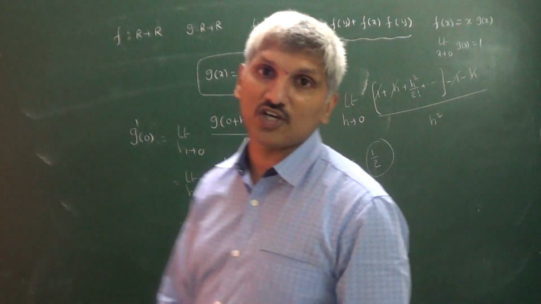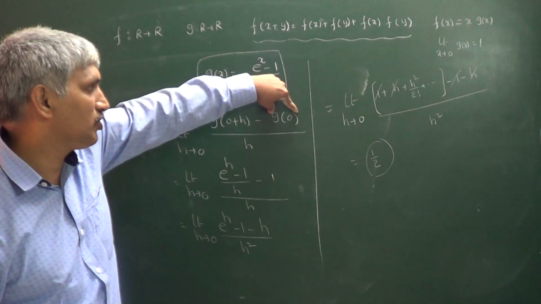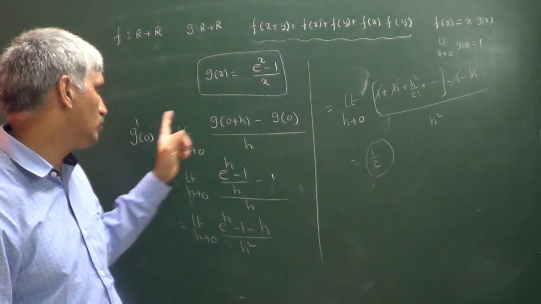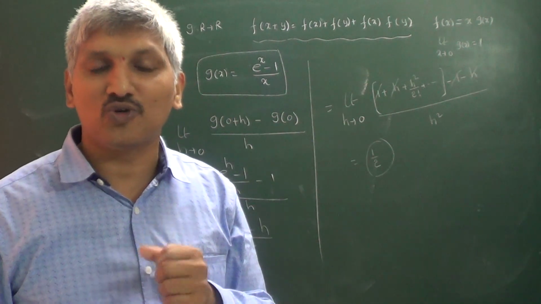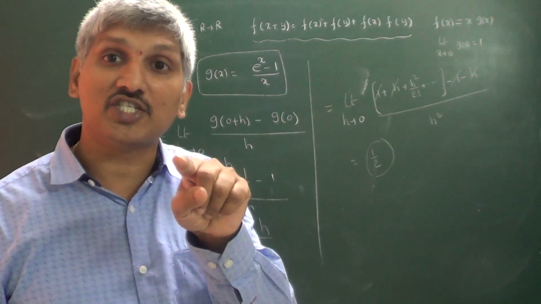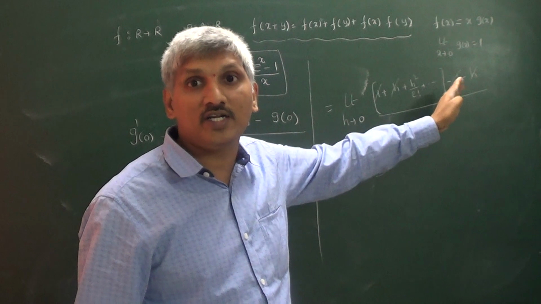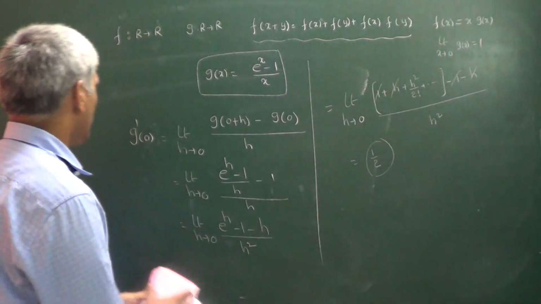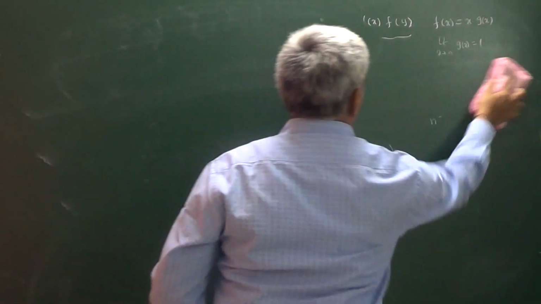Yes, g'(0) value exists when g(0) is equal to 1. If g(0) is equal to 1, g'(0) is a value we are getting, 1/2. That means the function is differentiable at 0. When g(0) is equal to 1, g is differentiable. Right? So that is about the question which is given this year.